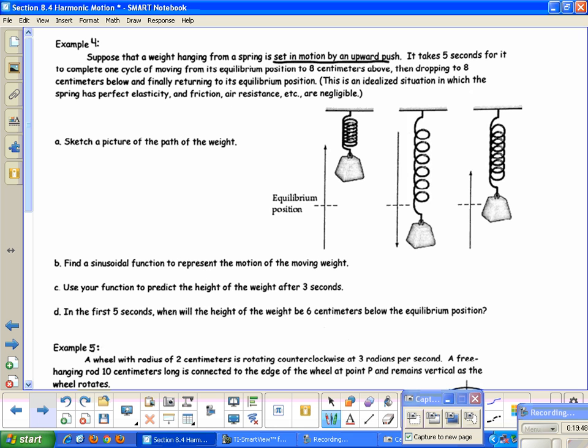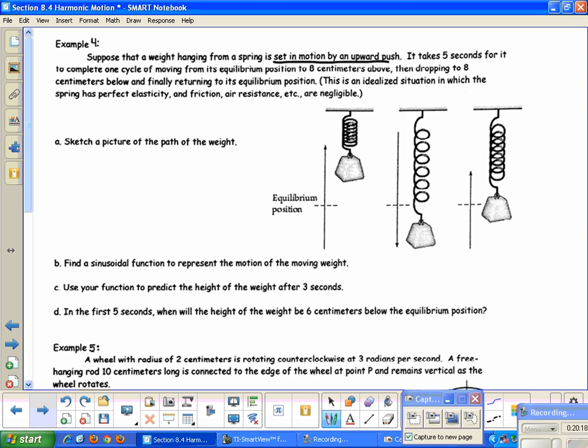It takes 5 seconds for it to complete one cycle of moving from its equilibrium position to 8 centimeters above, then dropping to 8 centimeters below, and finally returning to its equilibrium position. Now, we're also taking note that this is an idealized situation where the spring has perfect elasticity, and friction and air resistance, etc. are all negligible. So we're not taking any of that into consideration.